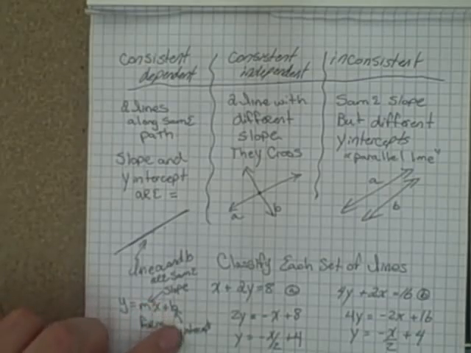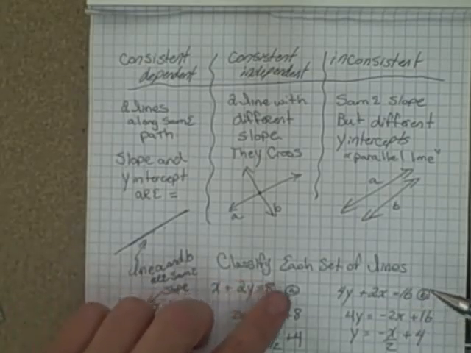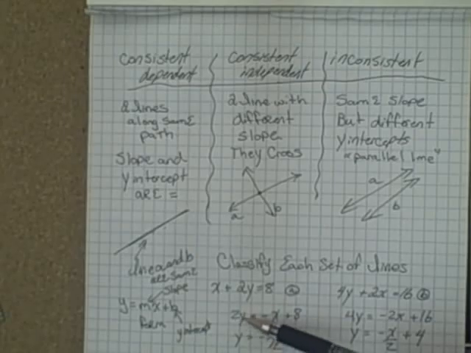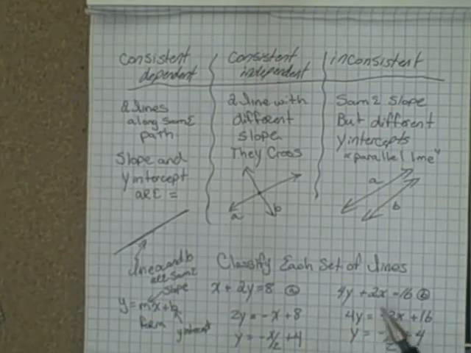So here I rearranged this one by subtracting x from both sides, putting the x in front, and then dividing by 2 to get y equals negative x over 2 plus 4. Here I subtracted 2x from both sides, put it in front here, and then the 16, then divided by 4, and got the same result, y equals negative x over 2 plus 4.